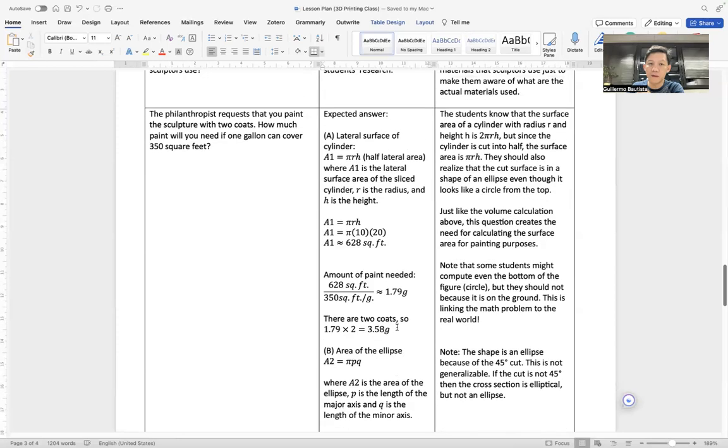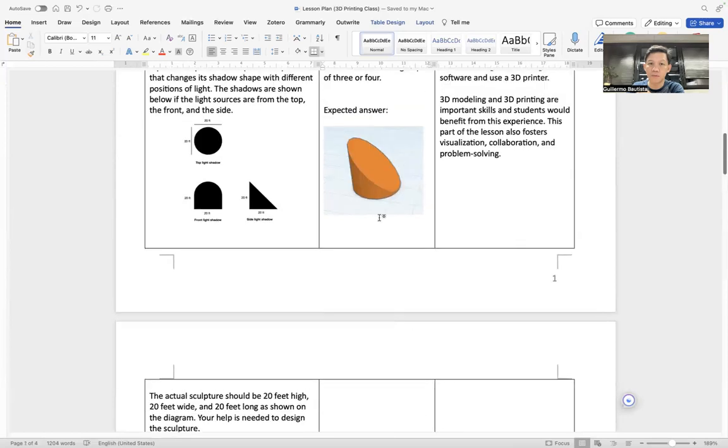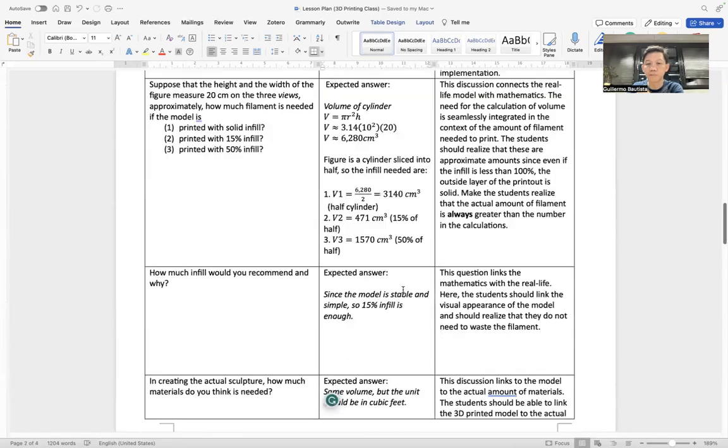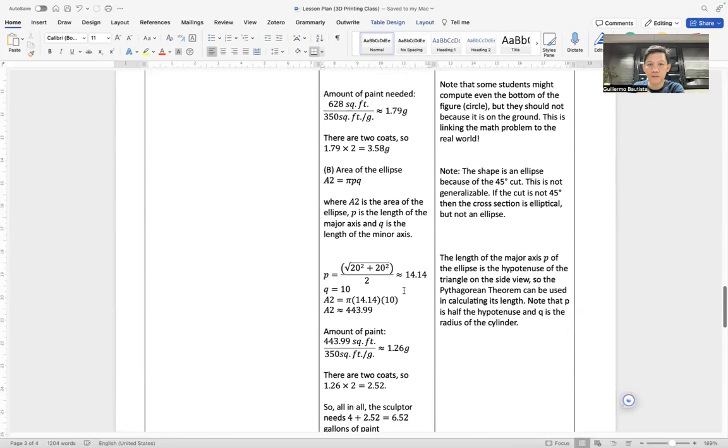And then after that, we take the area of the ellipse. Actually, this is an ellipse. It's 45 degrees, no? And the area of the ellipse is pi PQ, where P is the length of the major axis and Q is the length of the minor axis.